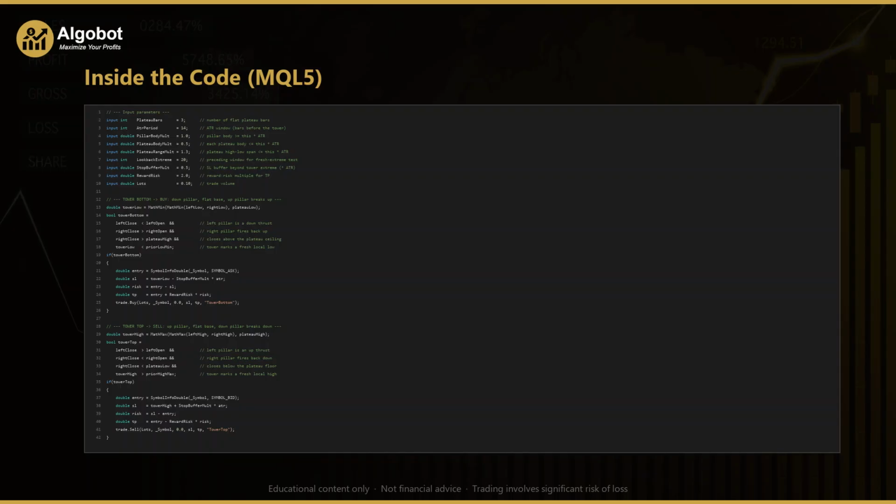Pillar body multiple, plateau body multiple, and plateau range multiple are the three shape filters for tall pillars and a flat, tightly contained plateau. Loop back extreme sets how far back we check for a fresh extreme. Stop buffer multiple pads the stop beyond the tower, and reward risk sets the target multiple.